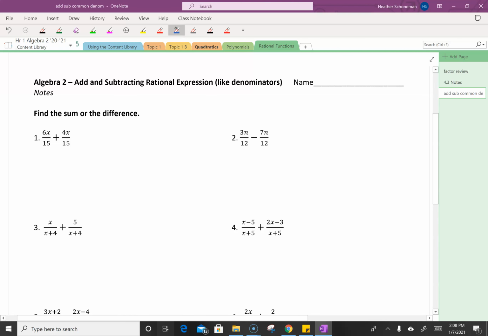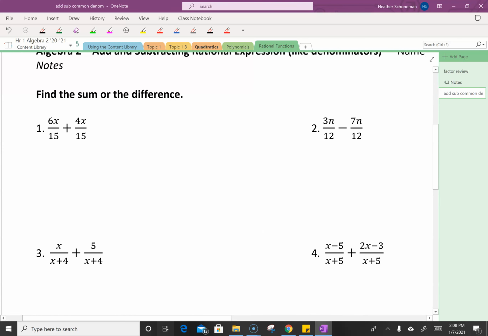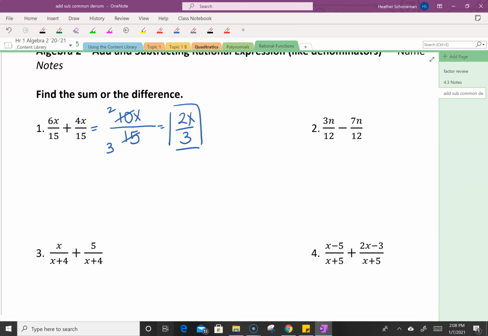So on number 1, we do have the same denominator. They're both 15. So because they have the same denominator, I'm going to add the numerators and then keep the same denominator. So 6x plus 4x is 10x. And then I keep the same denominator as 15. So that's my answer. However, if you can reduce it, you should. There's no groups because there's no pluses or minuses, but I can divide these each by 5.